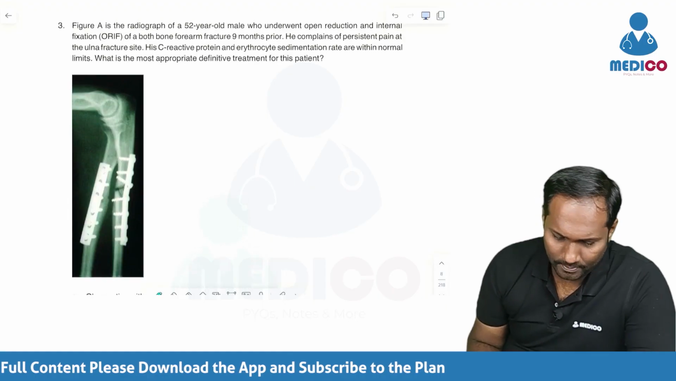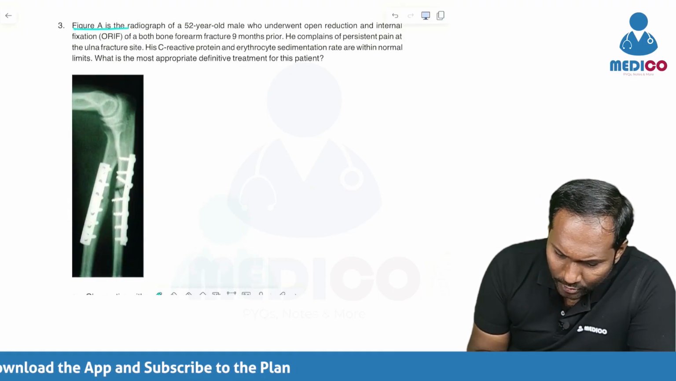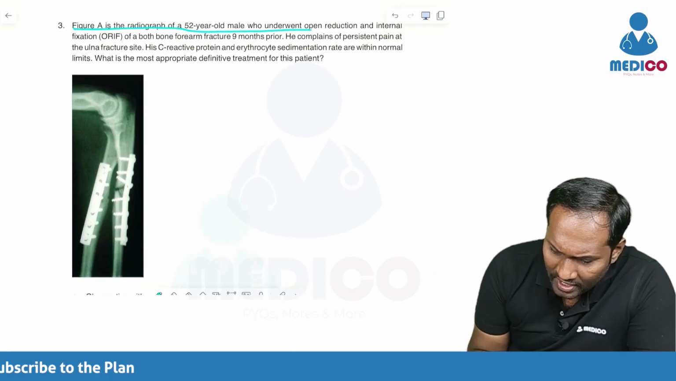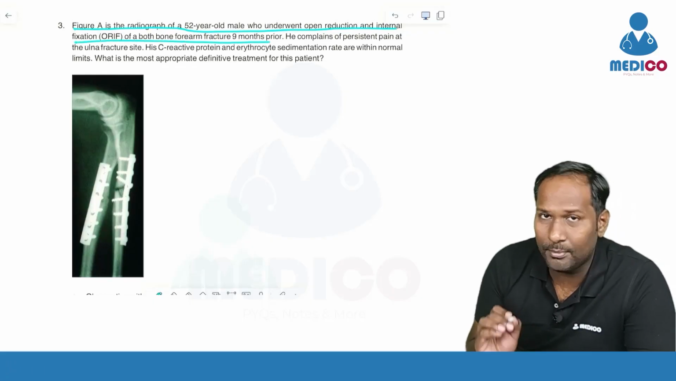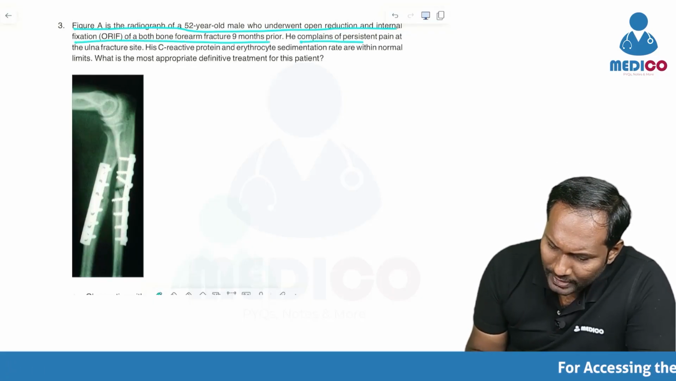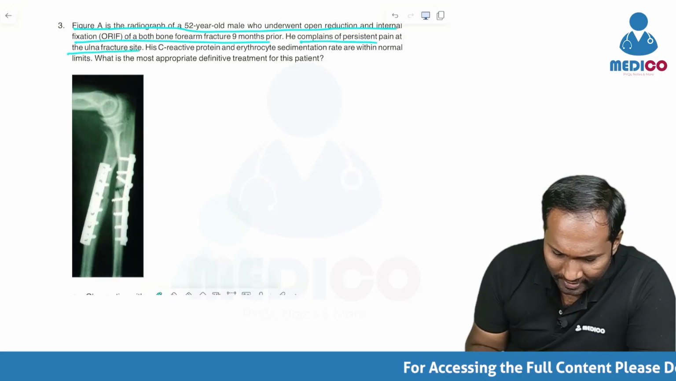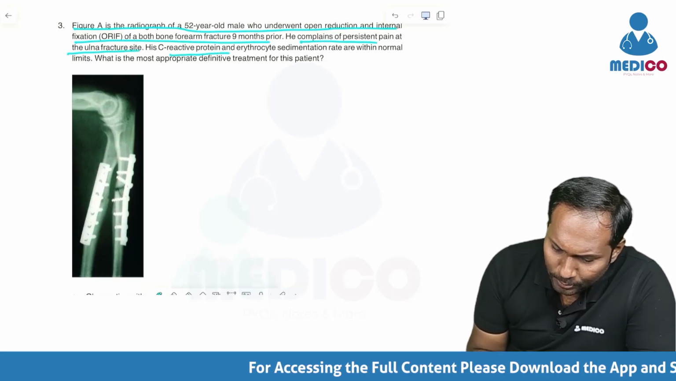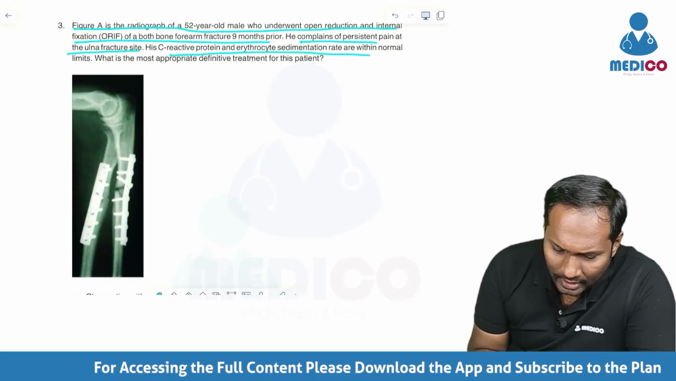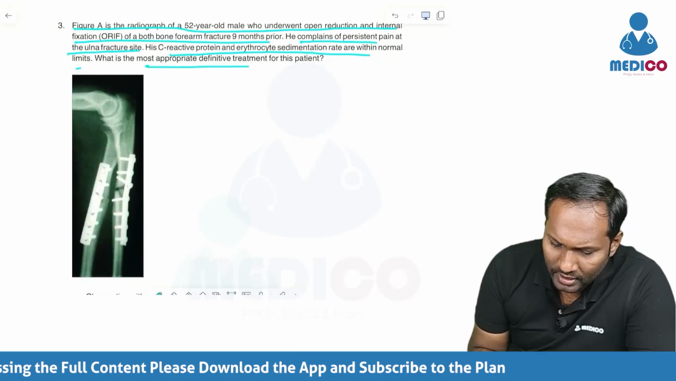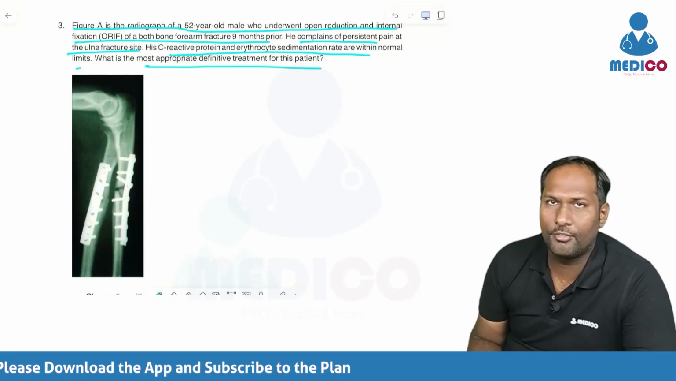Let's look at this question. The figure A in the radiograph of a 52-year-old male who underwent open reduction internal fixation of a both bone forearm fracture 9 months prior. He complains of persistent pain at the ulna fracture site. His C-reactive protein and erythrocyte sedimentation rate are within normal limits. What is the most appropriate definitive treatment?